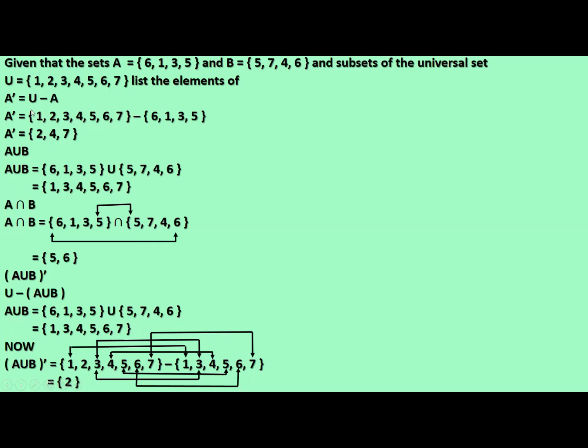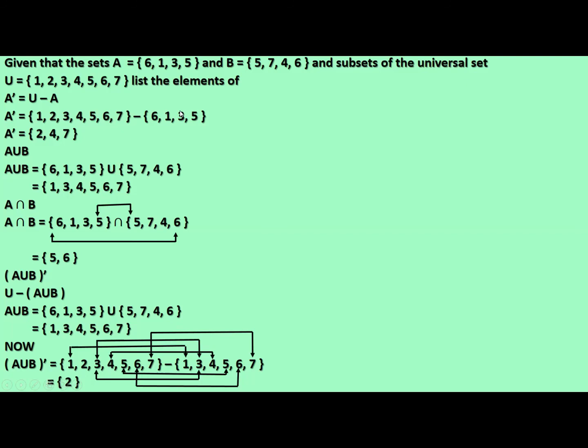A complement stands for U difference A. First you will write the elements of U: 1, 2, 3, 4, 5, 6, 7, then put the difference sign and write the elements of A. What are the elements of A? 6, 1, 3, 5. What we do in difference, the set containing those elements that are in U but not in set A. See here, 1 we can find in set A, 2 we cannot find in set A, so we'll write 2 as an answer.